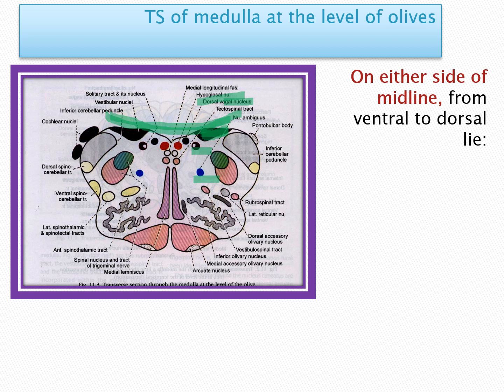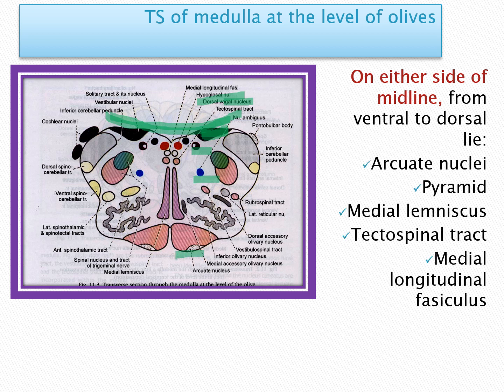Now on either side in the middle, what we are seeing from ventral to dorsal: this is the arcuate nuclei, this is the pyramid, this is the medial lemniscus, this is the tectospinal tract, and this is the medial longitudinal fasciculus, in order from ventral to dorsal.